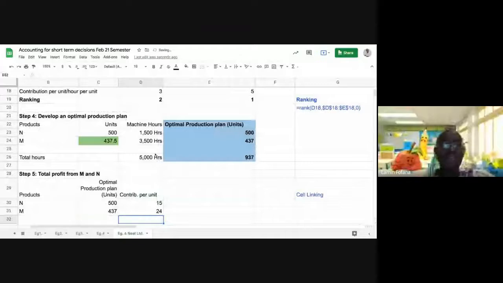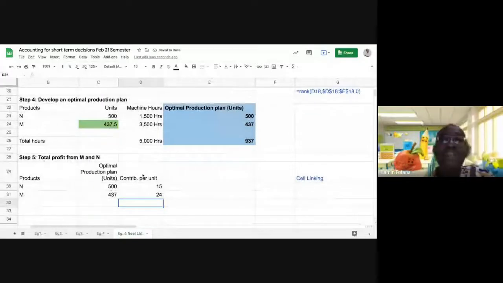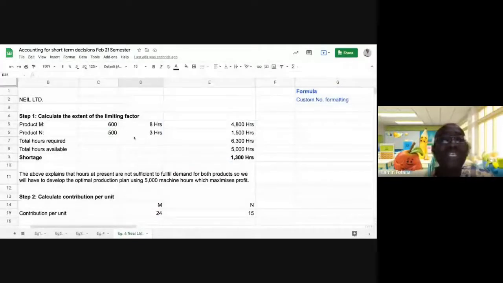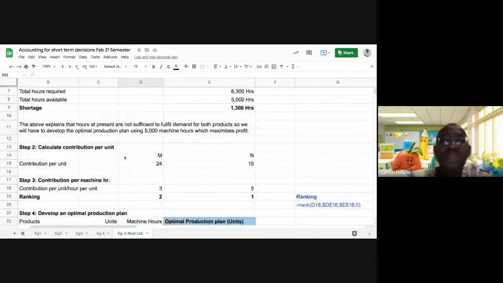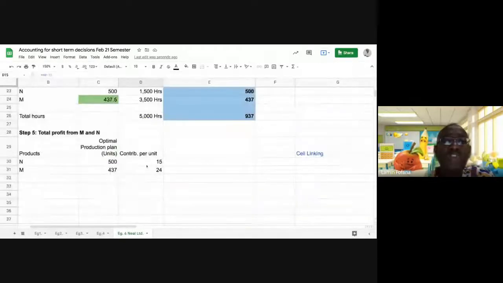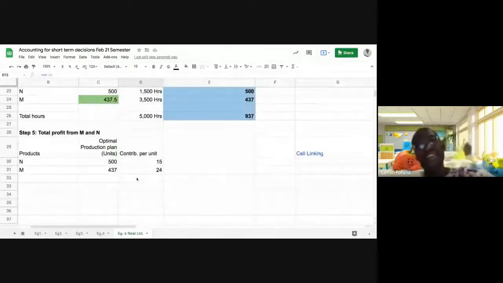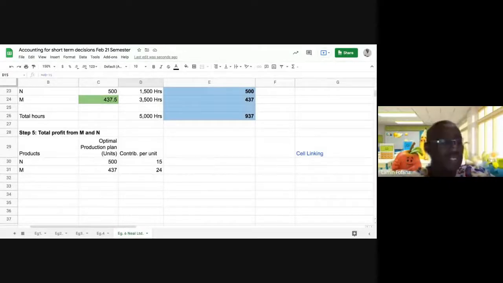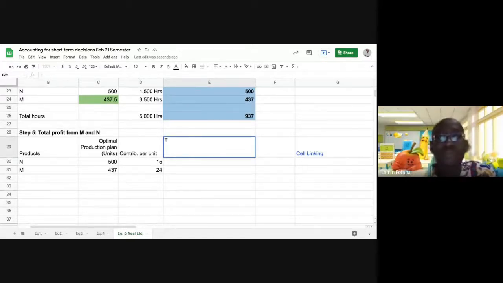So very simple. If tomorrow we make a mistake here, once we make any changes here, it will all be reflected throughout. This is an efficient way of doing your spreadsheet. Very, very efficient. Okay. Now, what is our total contribution, or profit?